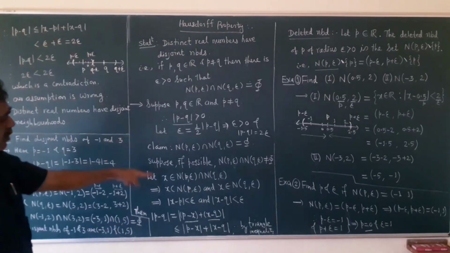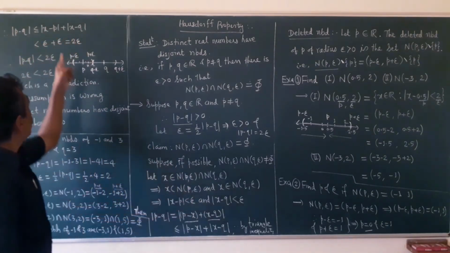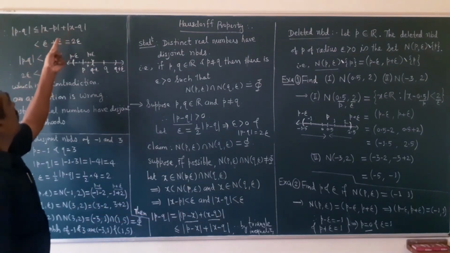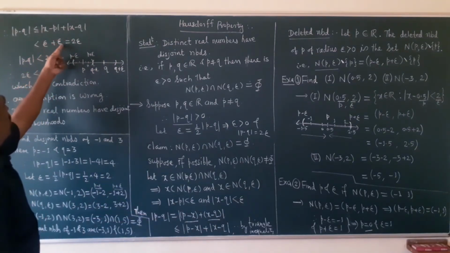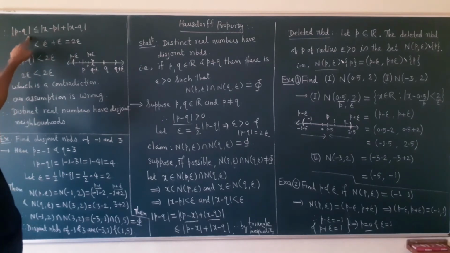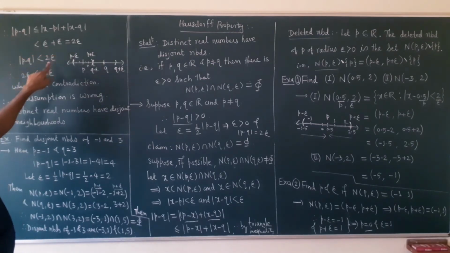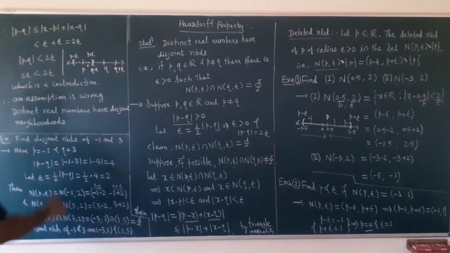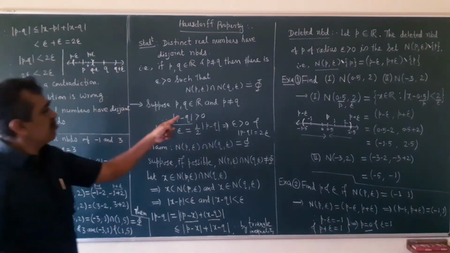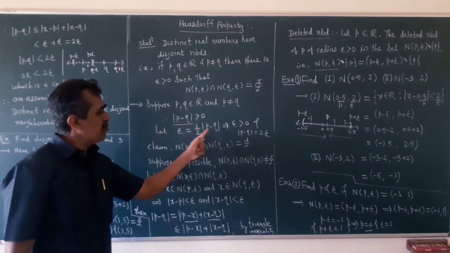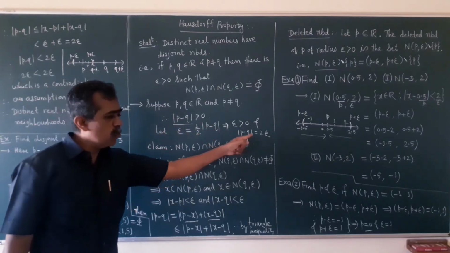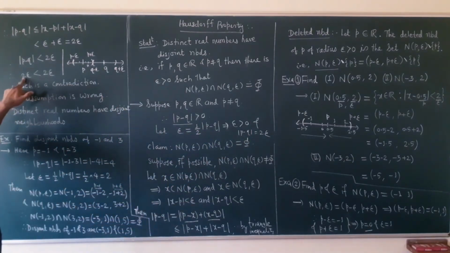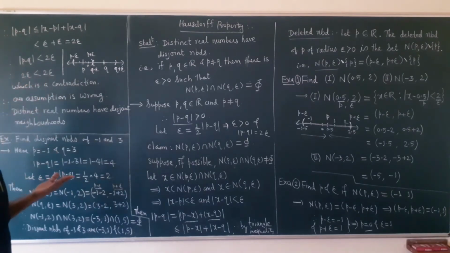But what is mod of x minus P? This is less than epsilon. So, epsilon plus epsilon, that is, mod of P minus Q is less than 2 epsilon. Okay. But what is mod of P minus Q from your assumption? It is nothing but 2 epsilon. That is, 2 epsilon is less than 2 epsilon.